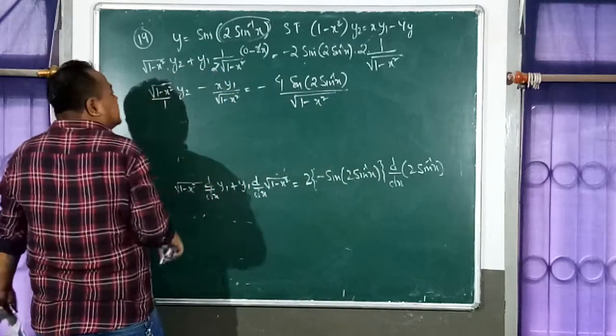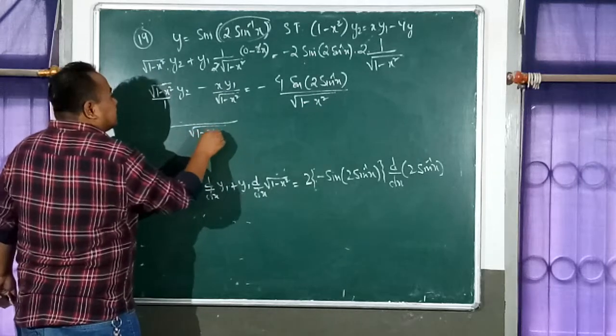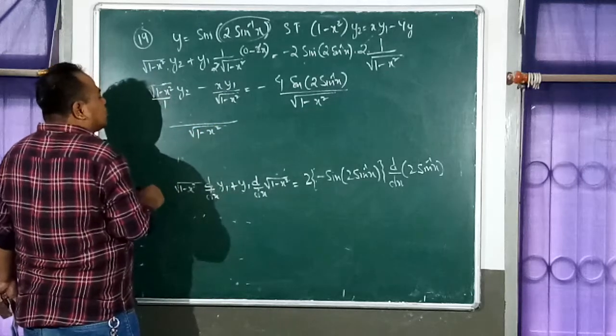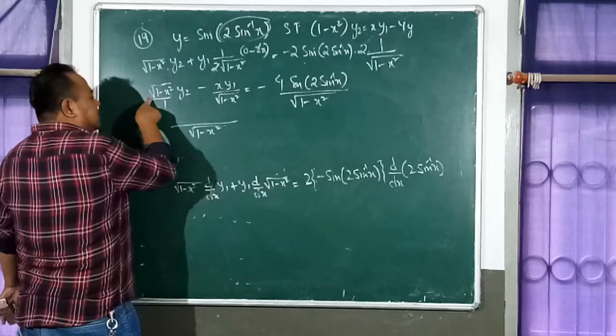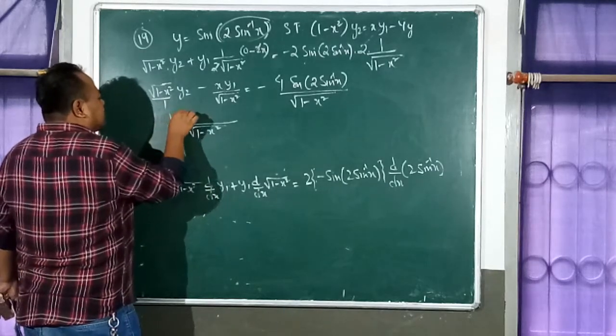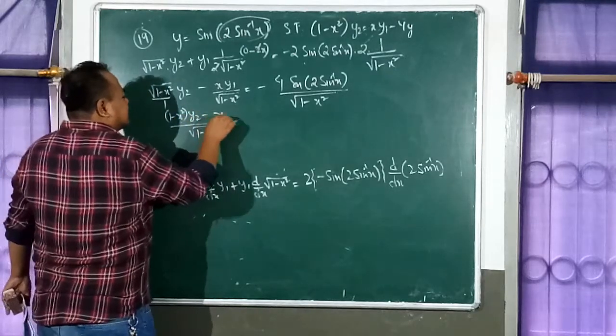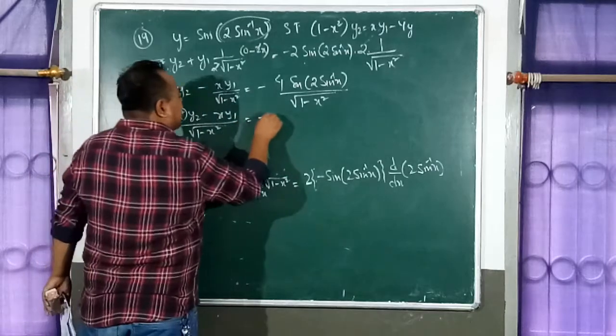Now what is the LCM of the left hand side? It is root 1 minus x squared. So when we take root 1 minus x squared as the LCM, there is nothing in the denominator, so numerator into the LCM, root and root gets cancelled. So you get 1 minus x squared y2 minus x y1 equal to minus 4.